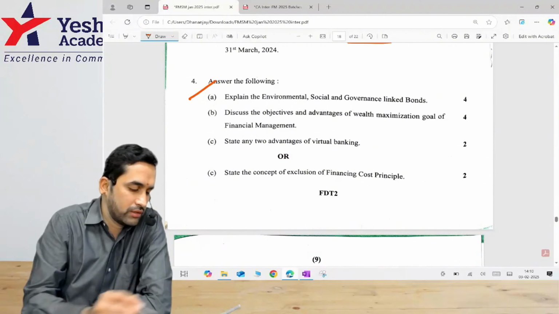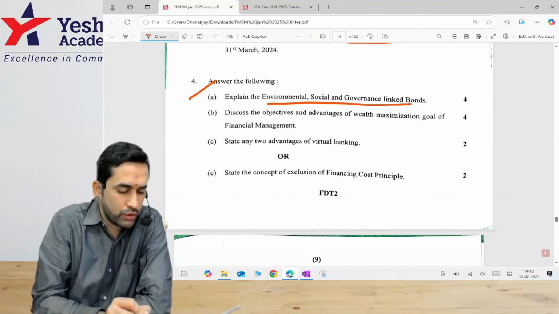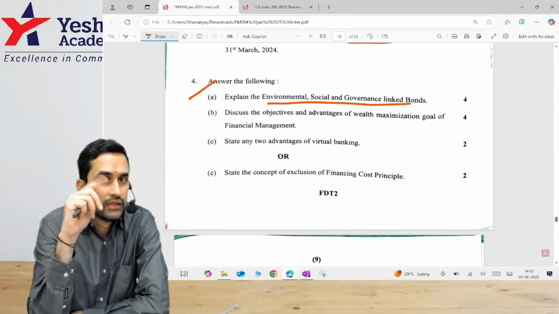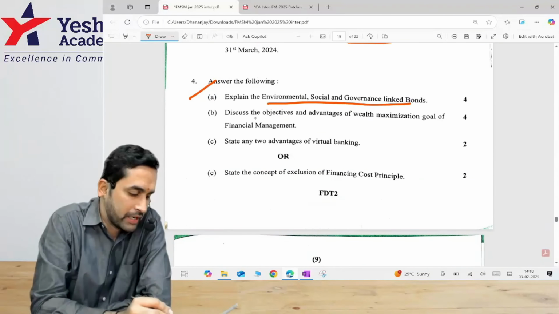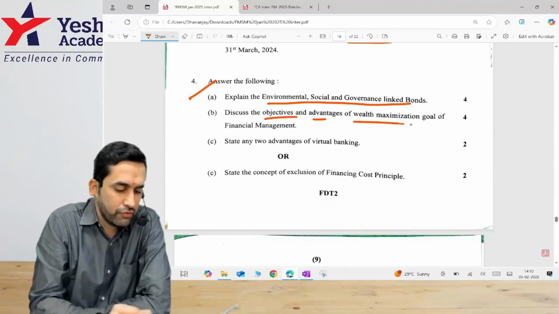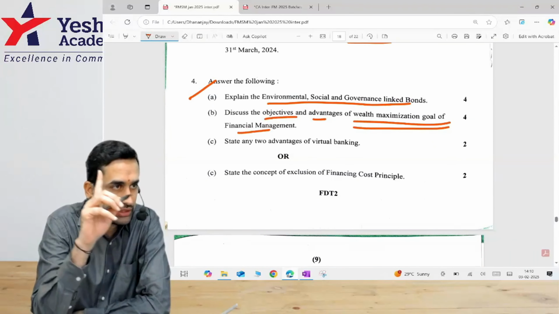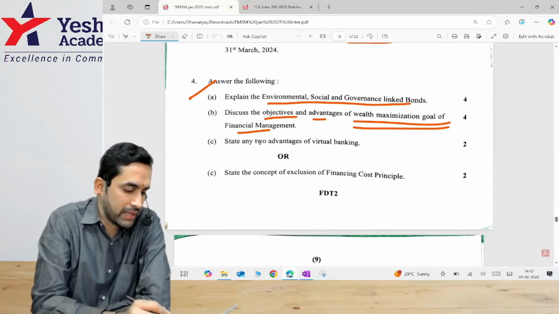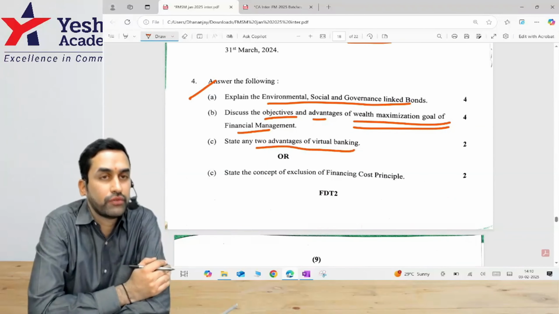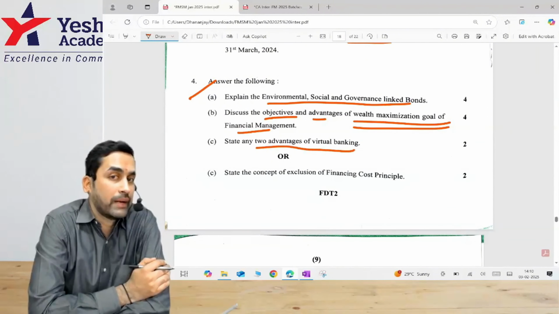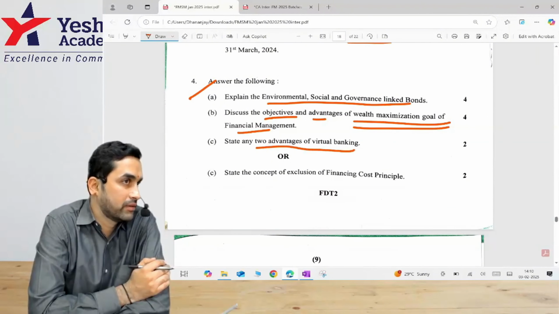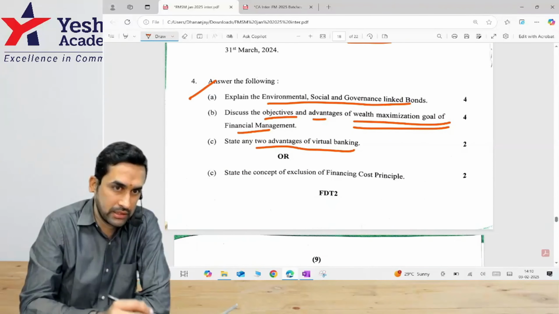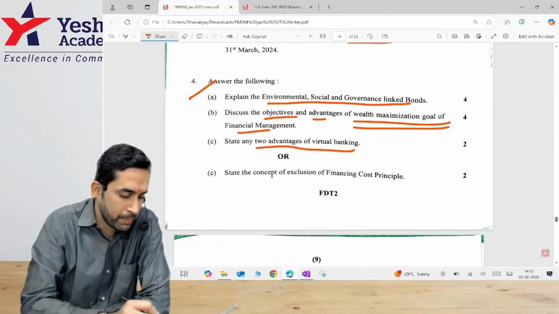Last question was all theory. Explain environment, social and governance linked bonds. This is there in chapter 8, types of financing. Discuss the objective and advantage of wealth maximization. This was in first chapter, profit maximization versus wealth maximization. Any two advantages of virtual banking in working capital management. 3-4 days back we have done this. Remember, you had very less energy that day and I discussed this. Same thing came in exam.